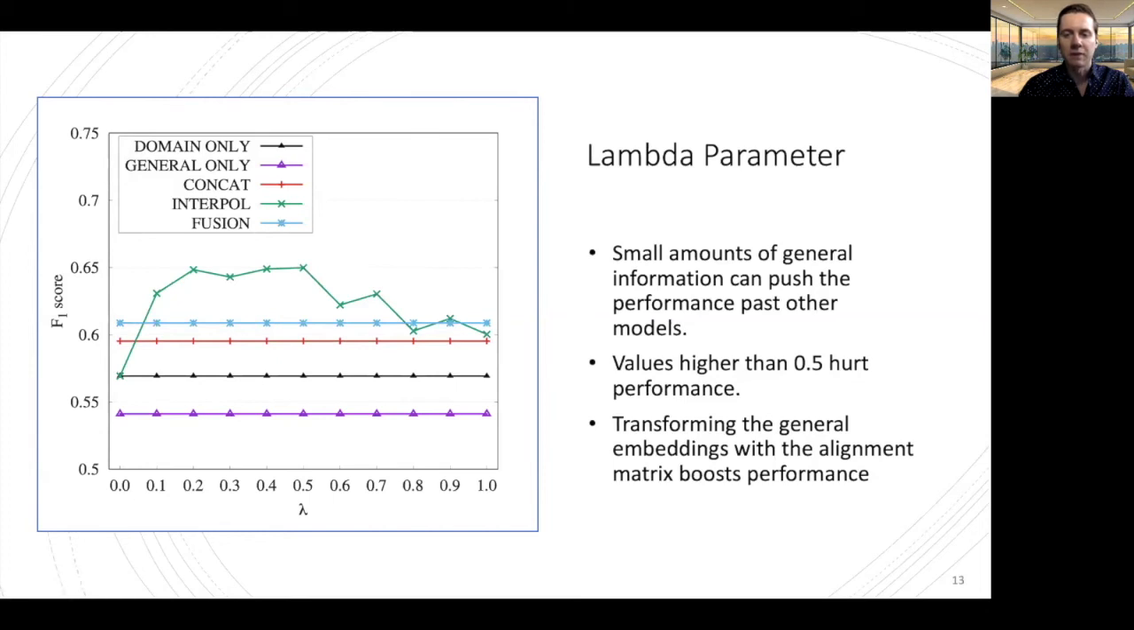We find that small amounts of general information can push the performance past other models pretty quickly. So even for 0.0, we already see it's performing better than all the other methods. Values higher than 0.5 actually hurt performance, as we can see that the performance is steadily declining. An interesting part is that just transforming the general embeddings with the alignment matrix already boosts performance, as can be seen for the 1.0 case here.